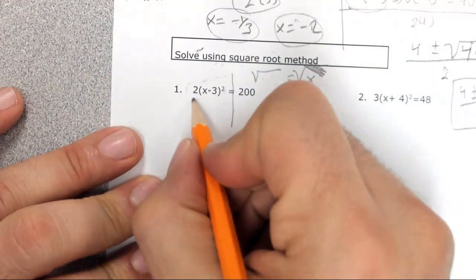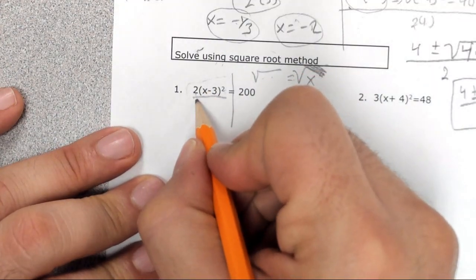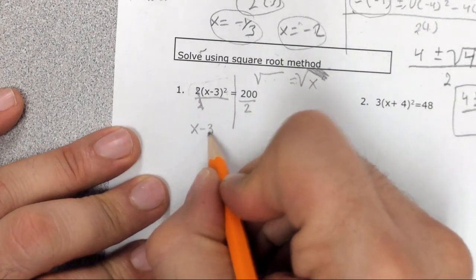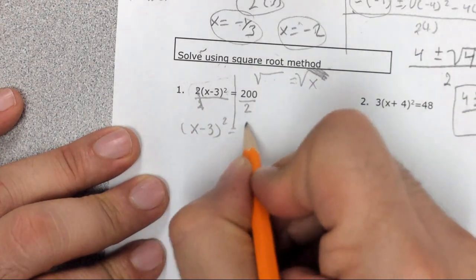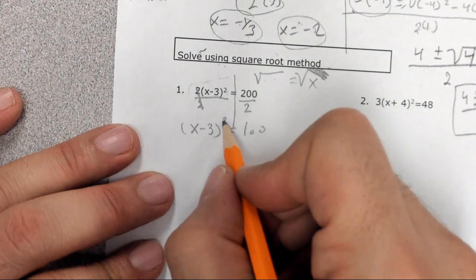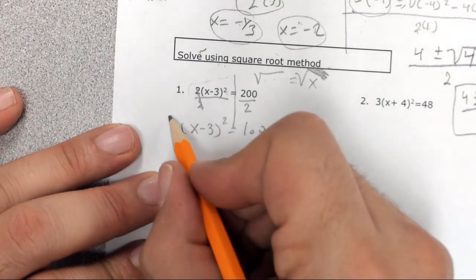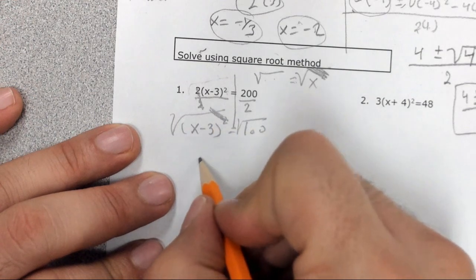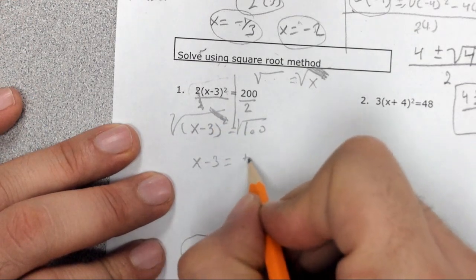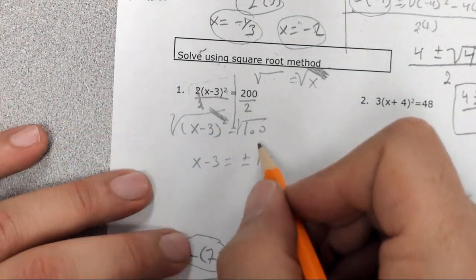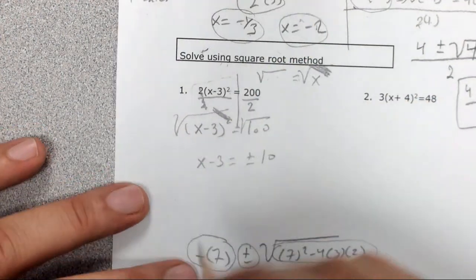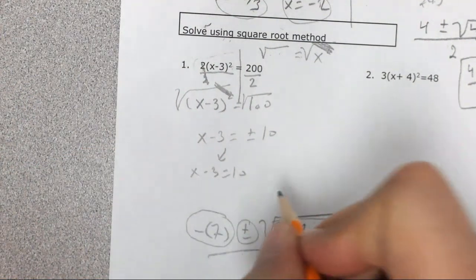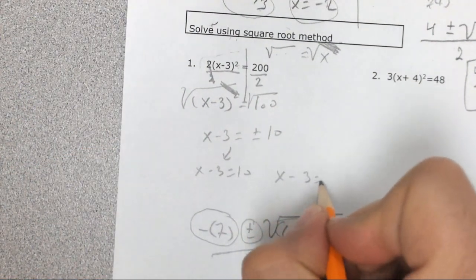That 2 is multiplying the x minus 3, so the opposite of multiplication is division. Once these cross out, I'm left over with x minus 3 squared equals 100. Now that I have that done, now I can start working on the square. The opposite of the square is the square root. These two will cross out. You have x minus 3 equals positive and negative 10. Every time you square root a number, you get 2 answers, a positive and negative one. So my first answer is x minus 3 equals a positive 10, and x minus 3 equals a negative 10.